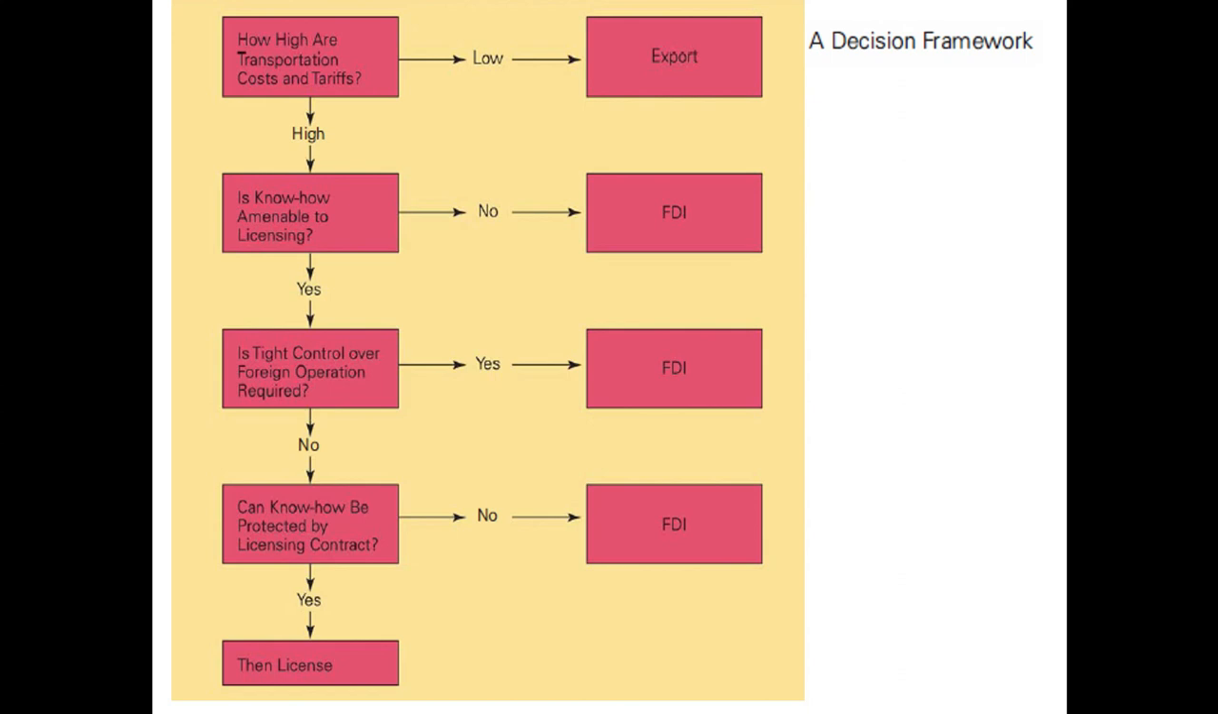Now, let's take a look at a decision framework. This decision framework could help a particular company determine whether to export, to license, or to do FDI, or foreign direct investment. If there are high transportation costs and tariffs, the next thing you have to learn is how amenable your know-how is to licensing. If yes, you have to determine if tight control over foreign operations is required. If no, are you protected by the licensing contract? If yes, then you license.